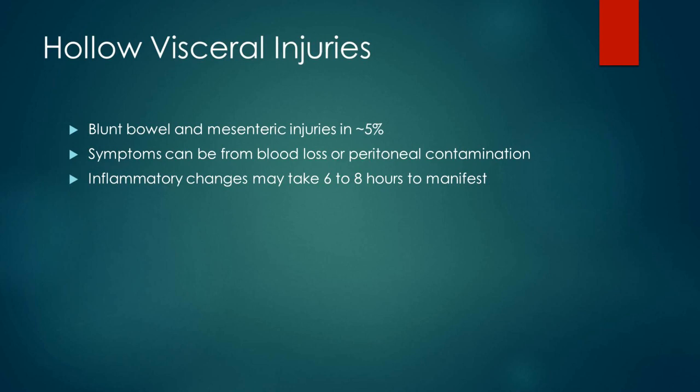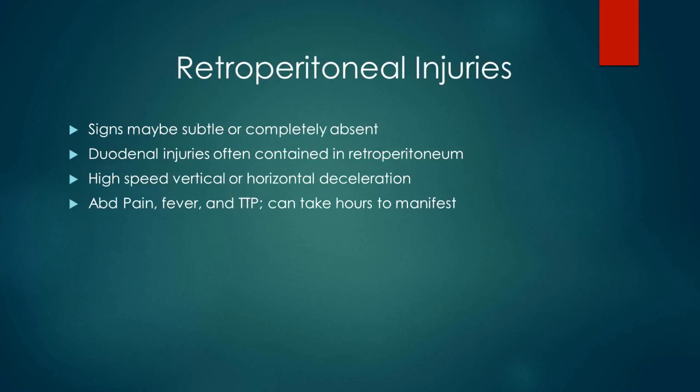Hollow viscus injuries, blunt bowel and mesenteric injuries are present in approximately 5% of abdominal traumas. Symptoms can be from blood loss or peritoneal contamination. It may take up to 6 hours for some of those inflammatory changes to take effect. Delays in diagnosis of hollow visceral injuries are associated with increased mortality. Retroperitoneal injuries may be subtle or completely absent as far as physical exam findings initially.